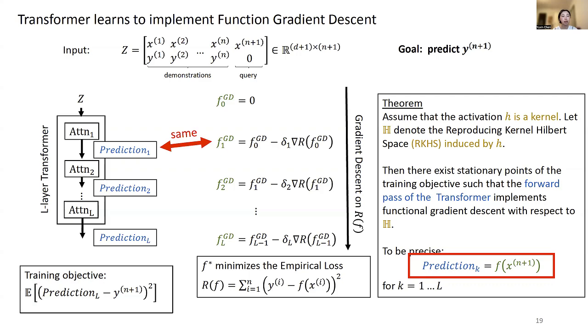Thus, the prediction after one transformer layer is the same as using f1 of xn plus 1 to predict yn plus 1. The prediction of layer 2 is the same as using f2 to predict yn plus 1. And so on for every layer.